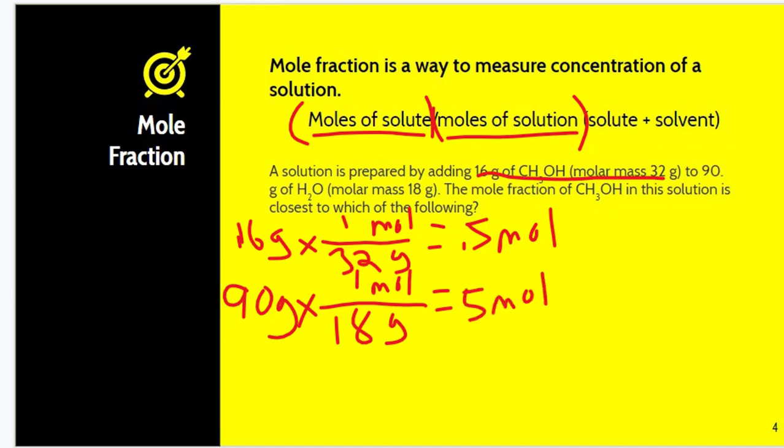Now, to determine the mole fraction, again, we take our moles of solute, and we're going to divide that by our moles of solution. Remember that our solution is our solute plus our solvent. So we take 0.5 divided by 5.5. What we get is roughly 0.09.